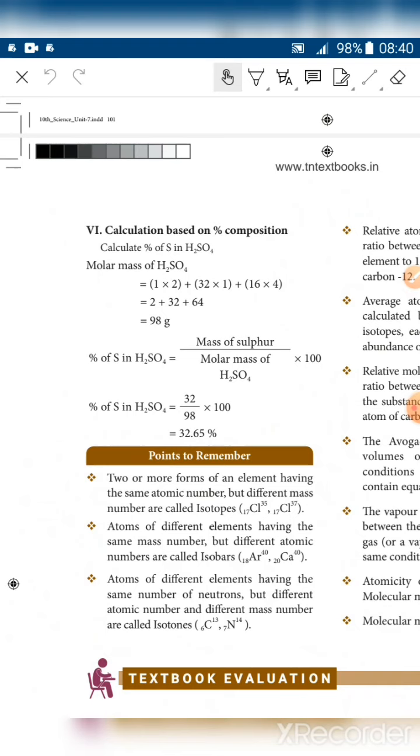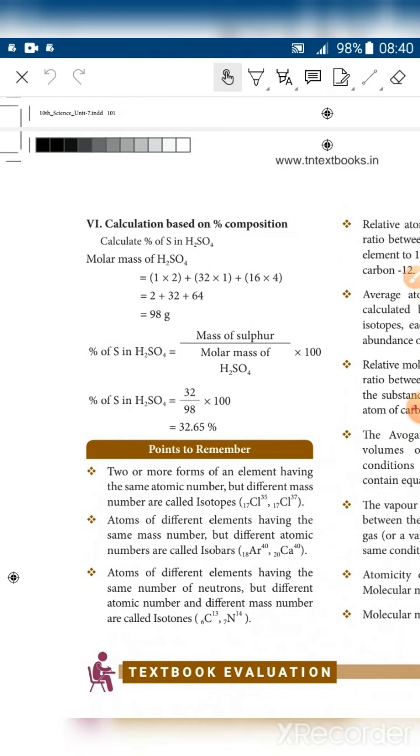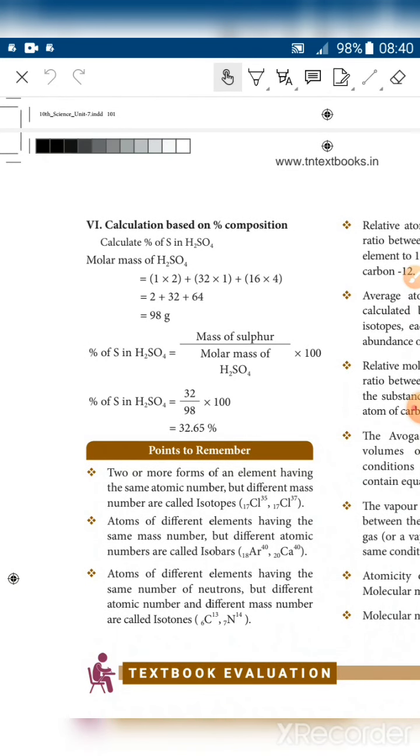Here they asked to find out the mass percentage of sulfur in sulfuric acid. S is sulfur, H2SO4 is sulfuric acid. So in H2SO4, 2 hydrogen atoms, 1 sulfur atom, and 4 oxygen atoms are there. You have to first calculate the molar mass by multiplying the number of atoms into its atomic mass.